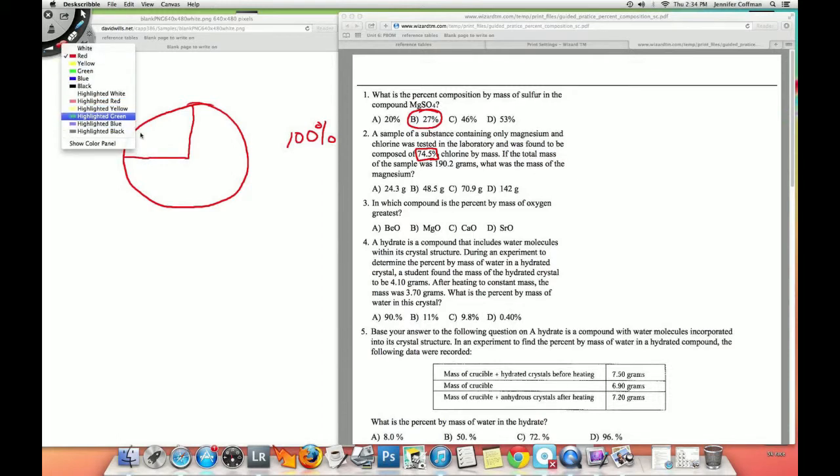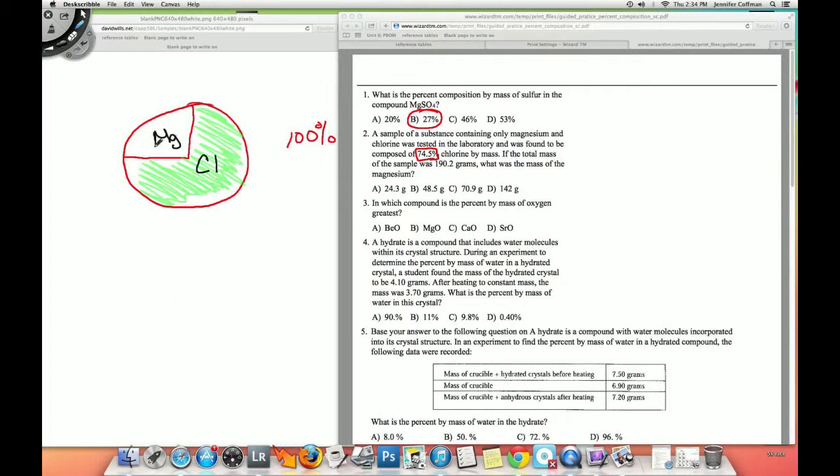So let's take this, and let's make this green part, because chlorine is generally green. So let's take this part, and let's say that that is the chlorine part, 74.5%, or about 75%. If the total mass of the sample is 190.2 grams, what is the mass of the magnesium?